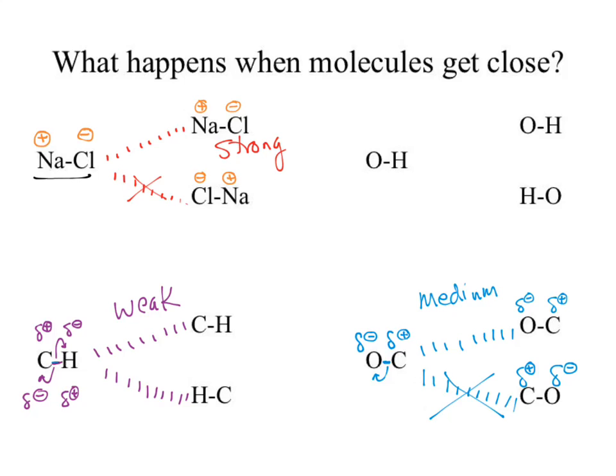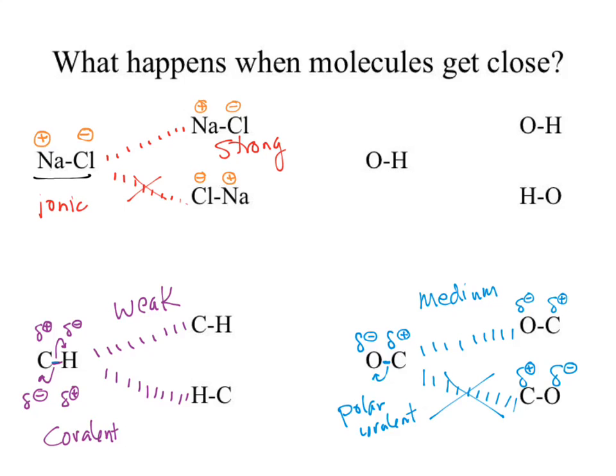To get that strong interaction, what type of bond was required? We needed an ionic bond. To get that medium interaction, what type of bond was required? A polar covalent bond. To get that weak interaction, what type of bond did we need? Covalent. So now the new fun question, relatively our new material.